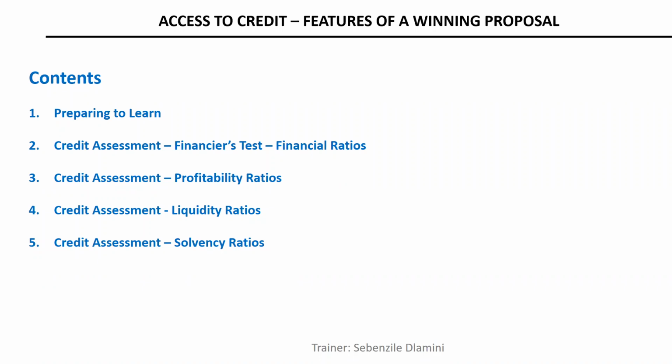This is part 2 of the topic Access to Credit. In this session, I will talk about financial ratios. The three ratios are profitability ratios, liquidity ratios, and solvency ratios.